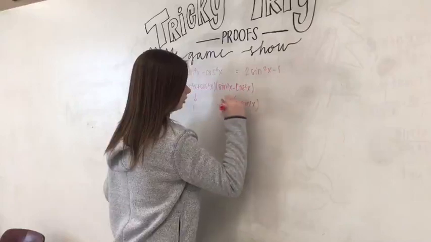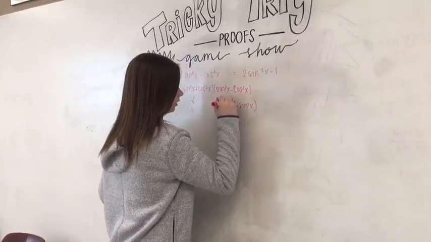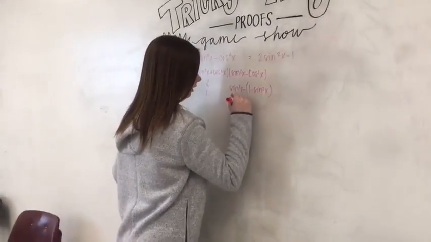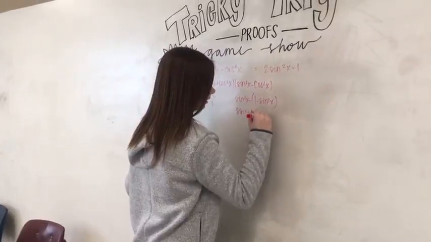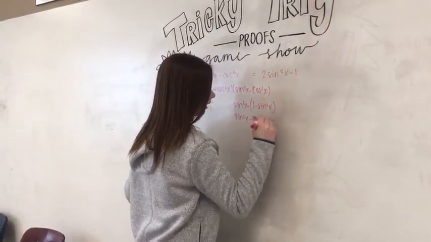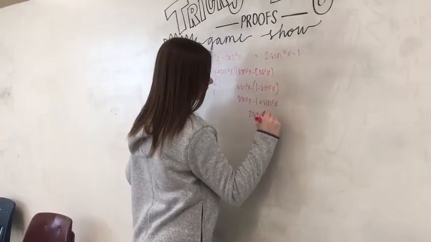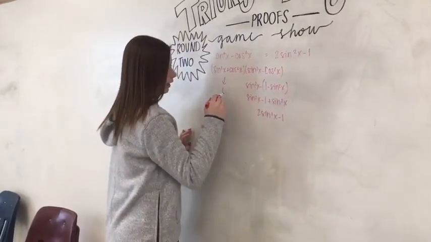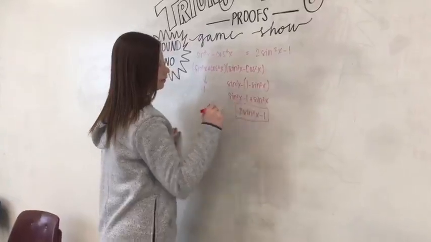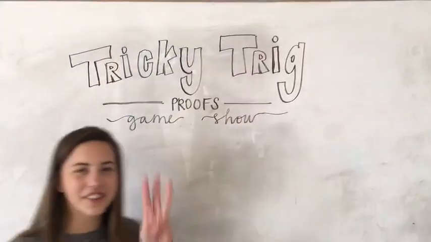But then you need to distribute the negative, so that gives you sine squared x minus 1 plus sine squared x. So now you can combine like terms, and you get 2 sine squared x minus 1, and this 1 just means you multiply it, so you leave it as 2 sine squared x minus 1. Question 3.